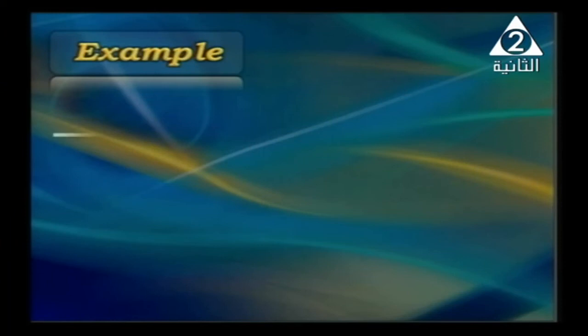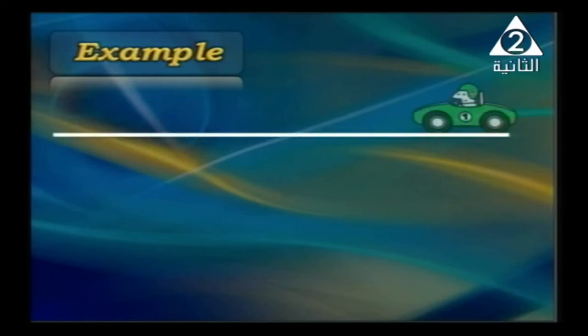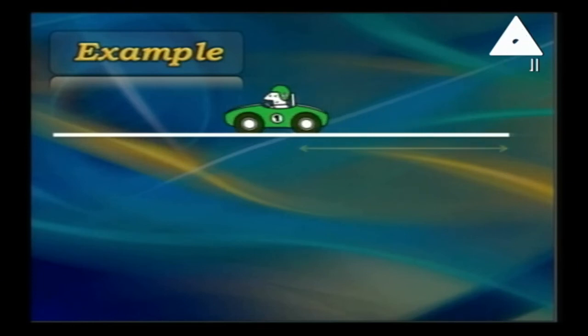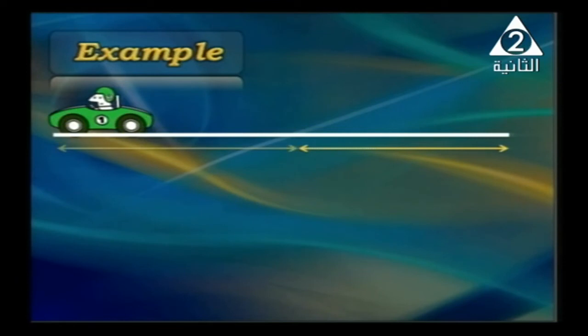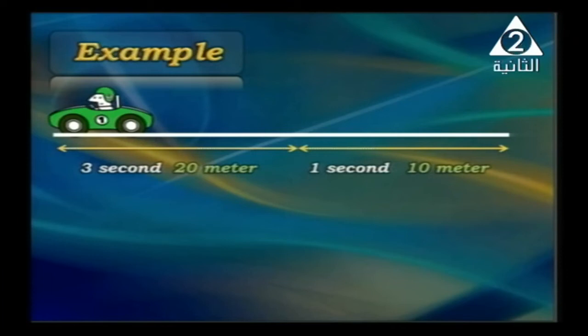So after that, we have an example. We have our street and we have our car. This is a toy car that moves by remote control, for example. So it moves at first a distance like this, and we have the second distance like this. The first distance is 10 meter in 1 second, and we have 20 meter in 3 seconds. So here this one is different speeds, or it's called irregular.